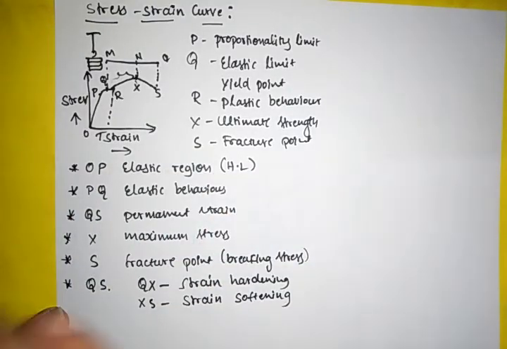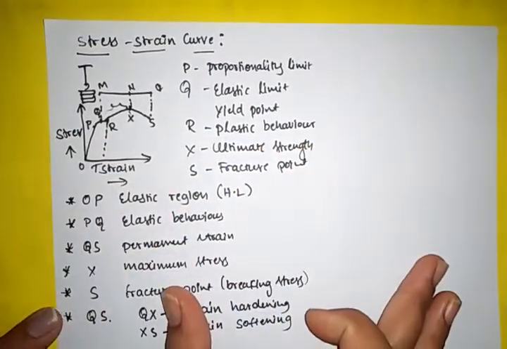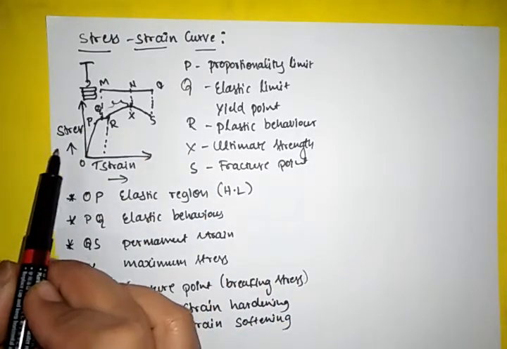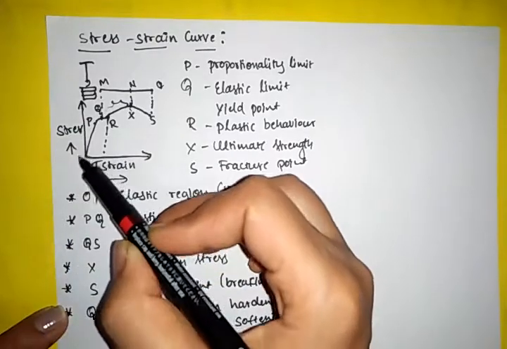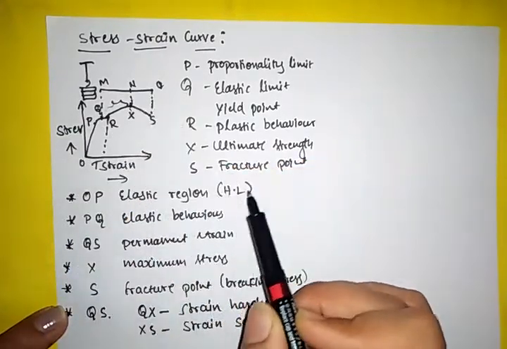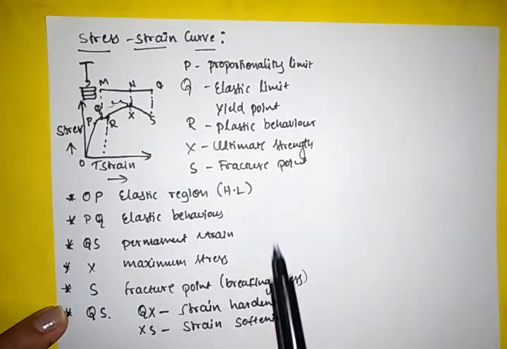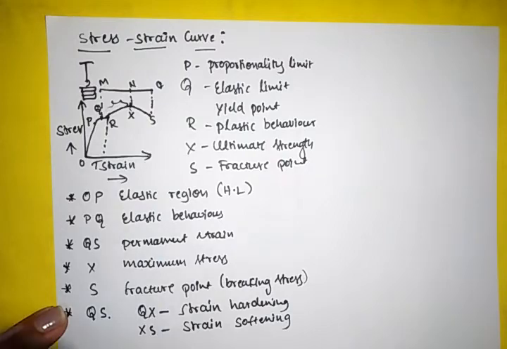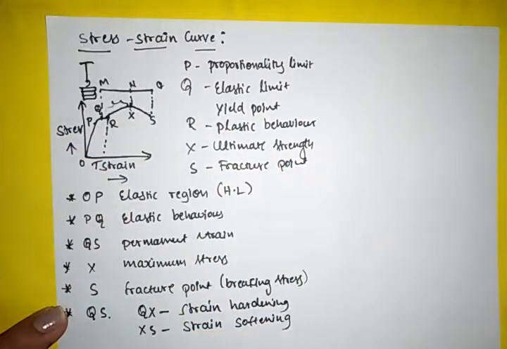Okay, so these are the points that make up a stress-strain curve. In the stress-strain curve, the object experiences stress and strain. The points are the elastic region and elastic behavior, permanent strain and maximum stress, the fracture point, strain hardening, and strain softening. All of these are studied in the case of the stress-strain curve.